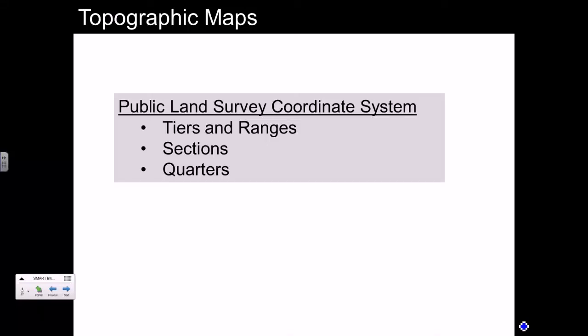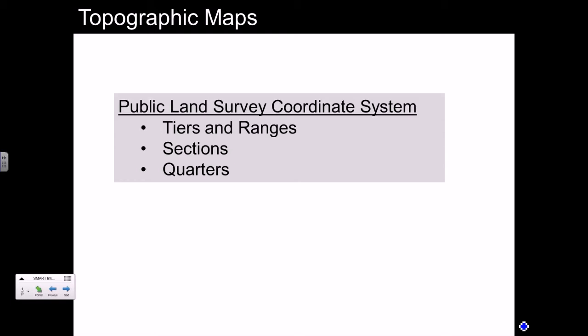Hello and welcome to our discussion of the Public Land Survey Coordinate System. This is a system that, like latitude and longitude, can be used to locate you on the Earth. In general, it's not used in any other countries other than the United States, and in fact is not used in all 50 states, but it is used in most western and midwestern states.